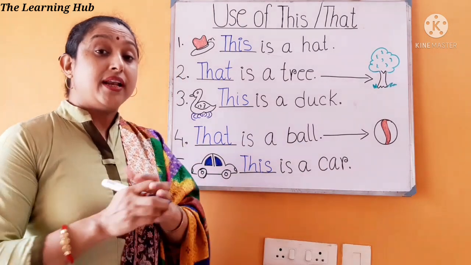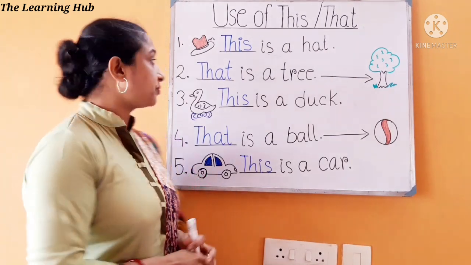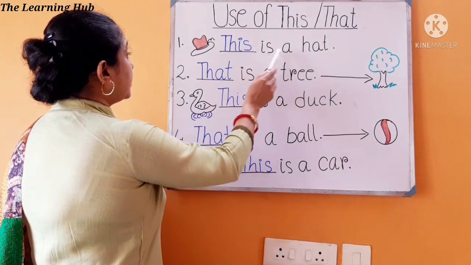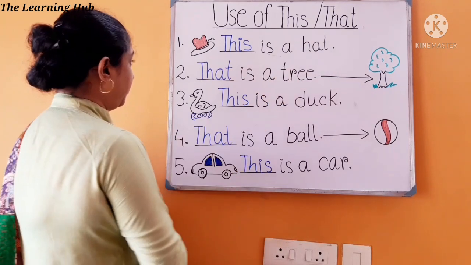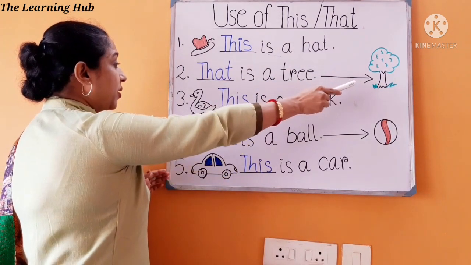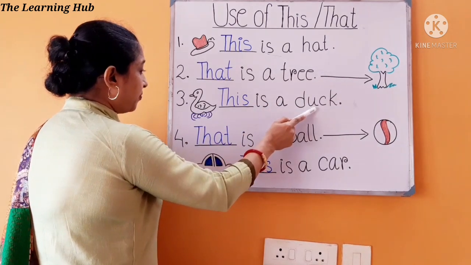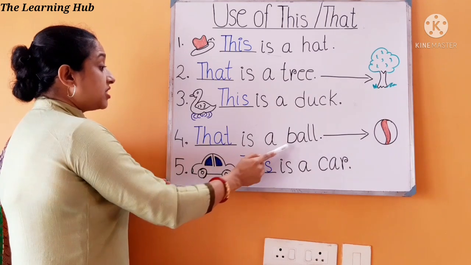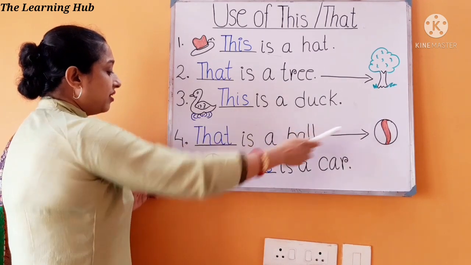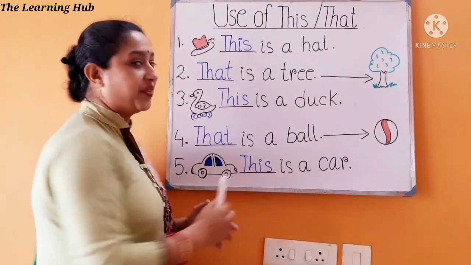So children, let's read the sentences one more time please. This is a hat. That is a tree. This is a duck. That is a ball. This is a car.